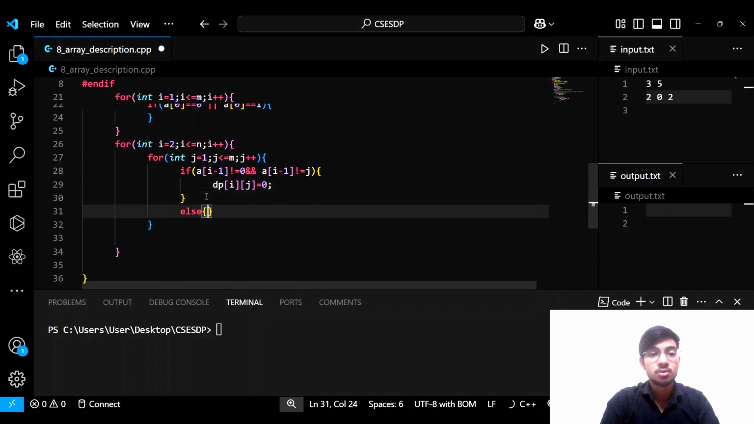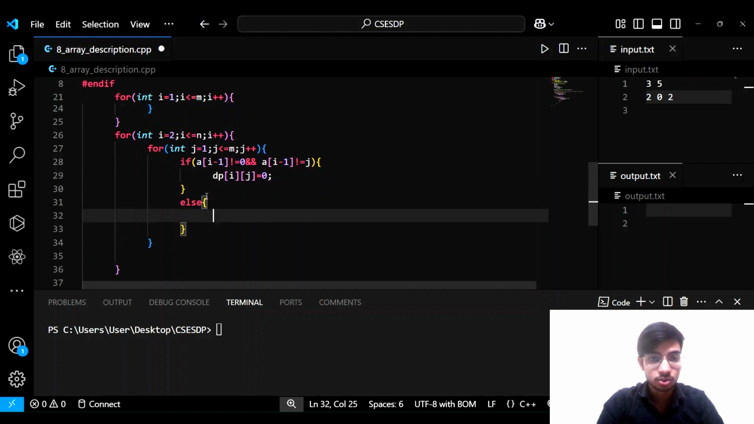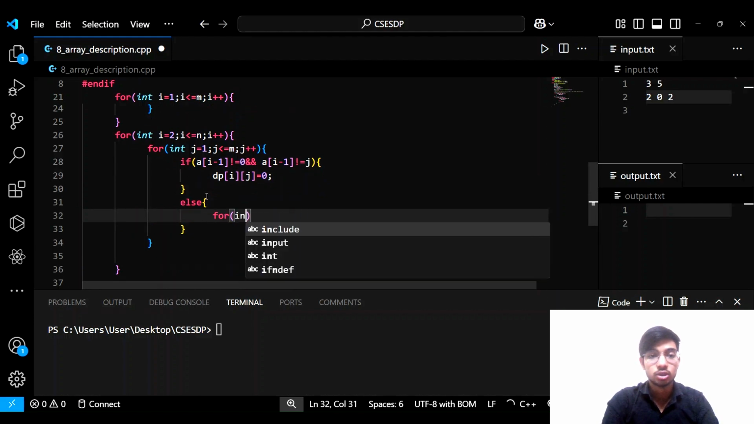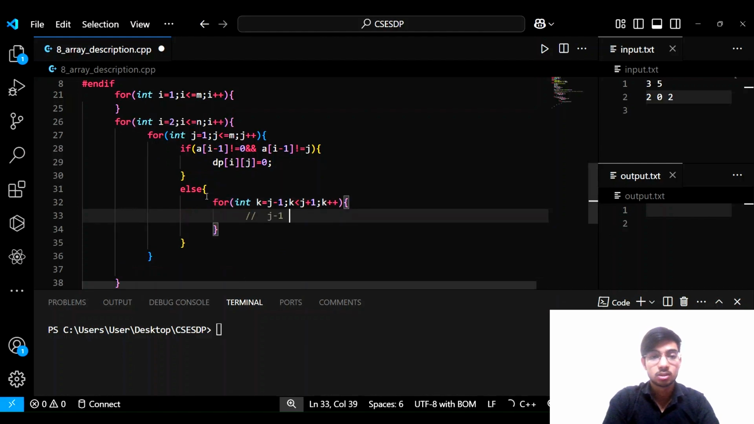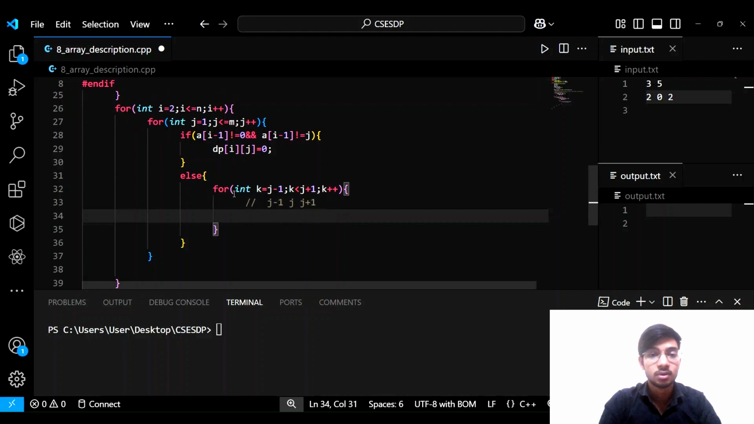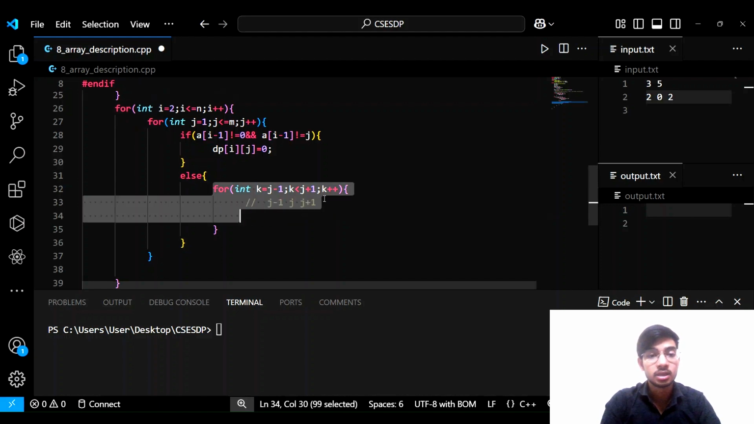Now next, if it is equal to 0, or it is the element itself, then we are going to fill it. So dp[i][j] is equal to, what will be the transition? Let me write it in a general way. Let's say you have the choices k from j minus 1, k less than or equal to j plus 1, k plus plus. So you have choices j minus 1, j, or j plus 1. These are the choices that you can have, right? I generalized it in a loop.